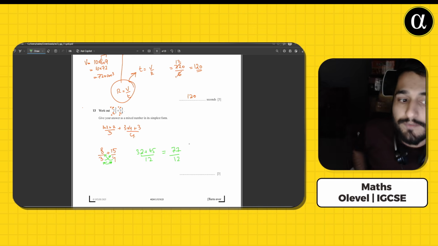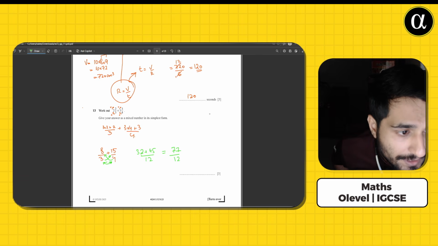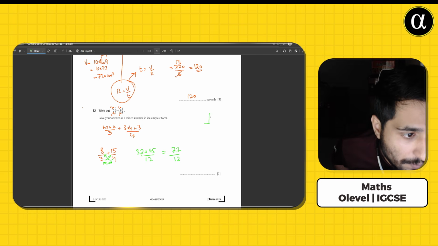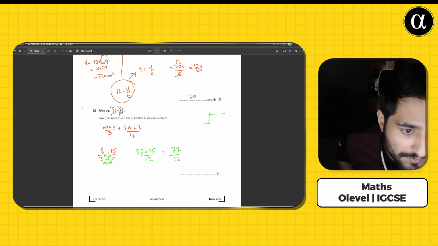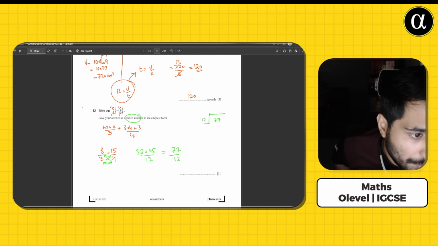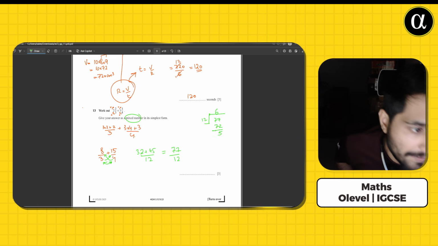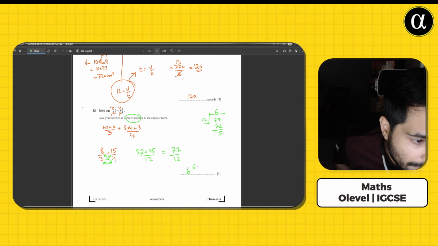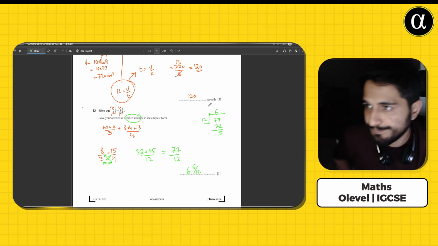So what is 77 over 12? We kind of take the division. Now how do we divide these? Let's do this real quick because we are supposed to answer in mixed fractions. 77 upon 12. So 12 sixes are going to be 72. So we are left with 5 as a remainder. So it's going to be 6 whole numbers, 5 over 12. Here we go.